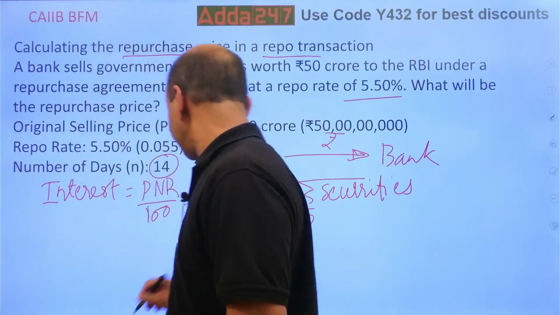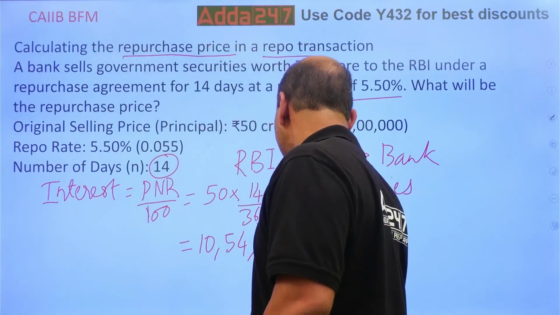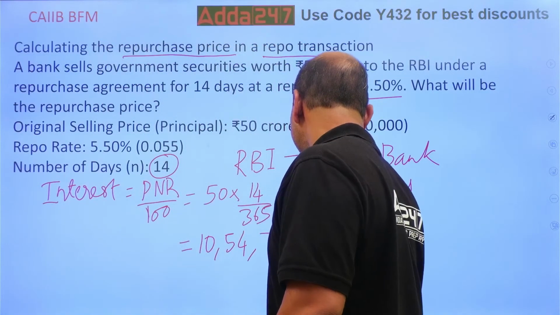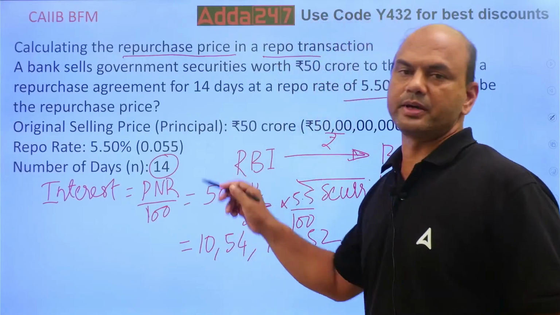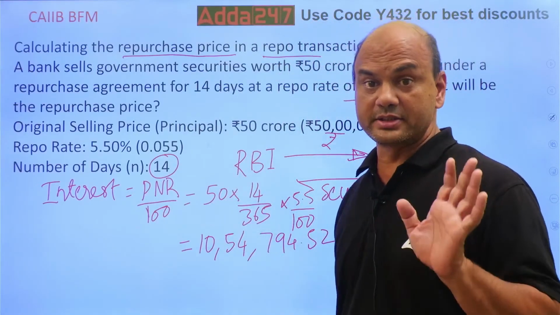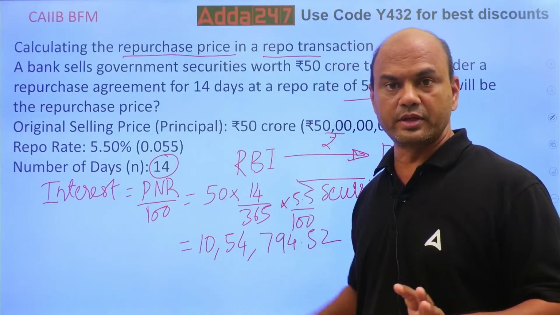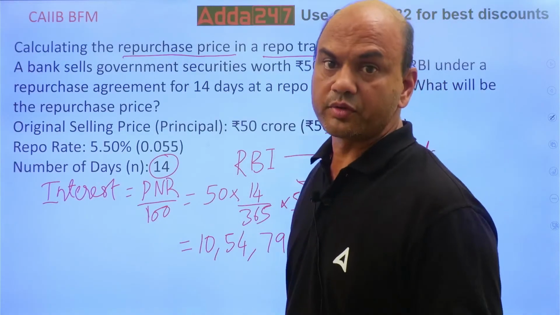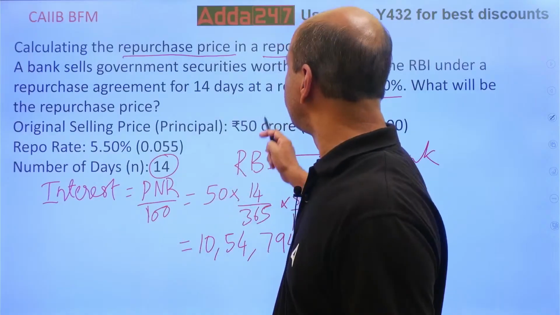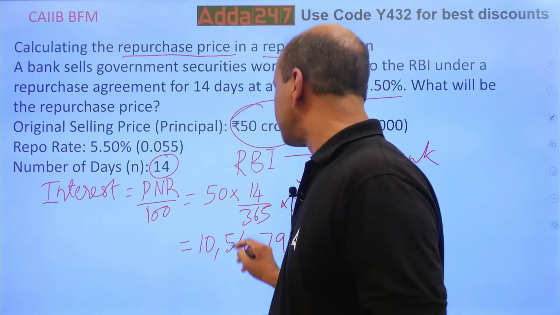10 lakh 54,794.52. This is your interest part. This interest is for 14 days only. After 14 days, you have to give back to RBI this 50 crores plus this interest.